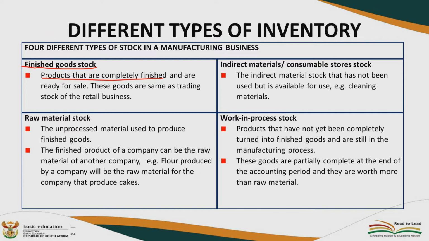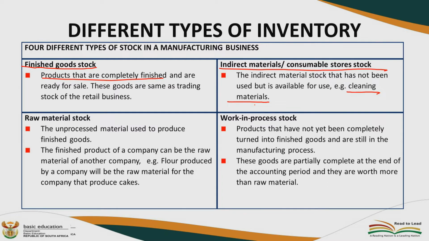Brilliant. Let's go to the second type. The second type is your indirect materials, or consumable stores stock. This indirect material is stock that is used in the factory, like what I said, but not directly on the finished product. So in this particular example, I've given you cleaning material. Your consumable store stock is indirect material stock that has been used and is available for use. So we are talking about your cleaning materials.